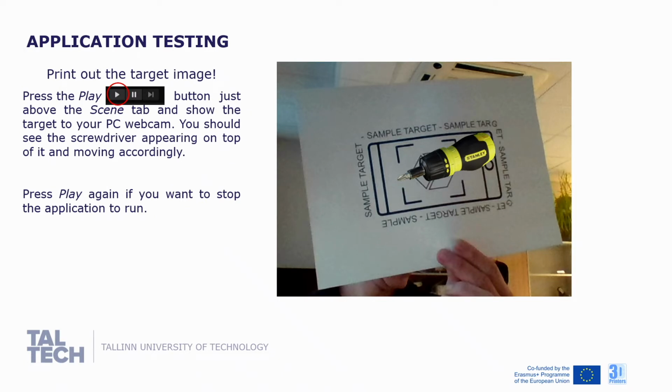Now you can print out the target image. Press play, the play button just located above the Scene tab, and show the target to the PC webcam. You should see the screwdriver appearing on top of it and moving accordingly. Press play again if you want to stop the application from running.